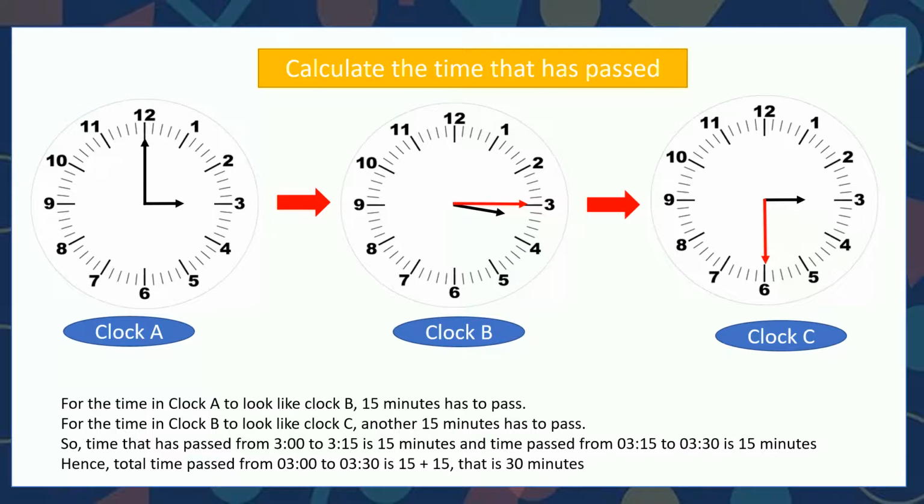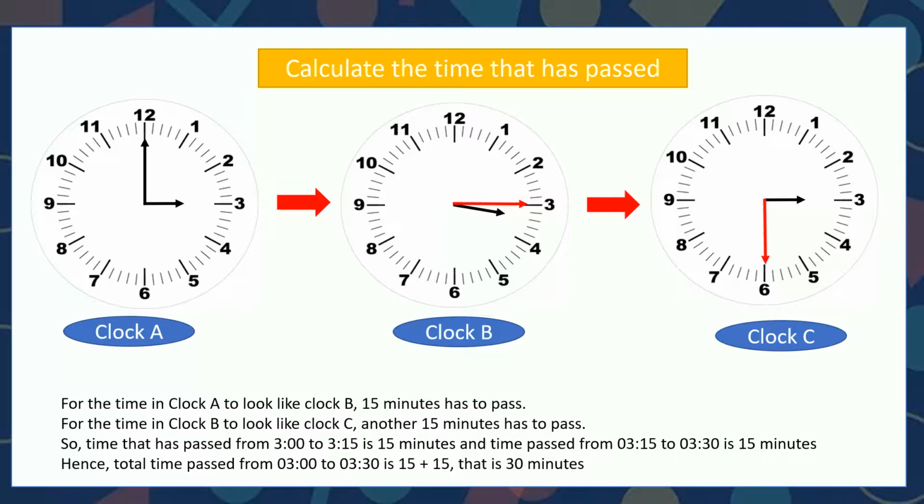Let us look at another example. Calculate the time that has passed. We can see three clocks here, clock A, clock B and clock C. Clock A shows the time 3 o'clock, clock B shows the time 3:15. Clock C shows the time 3:30.